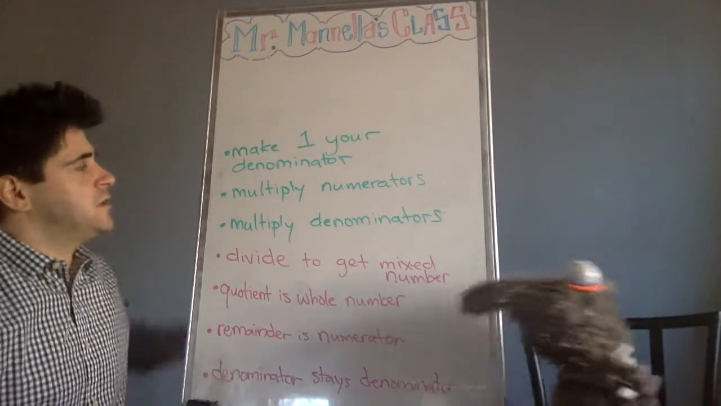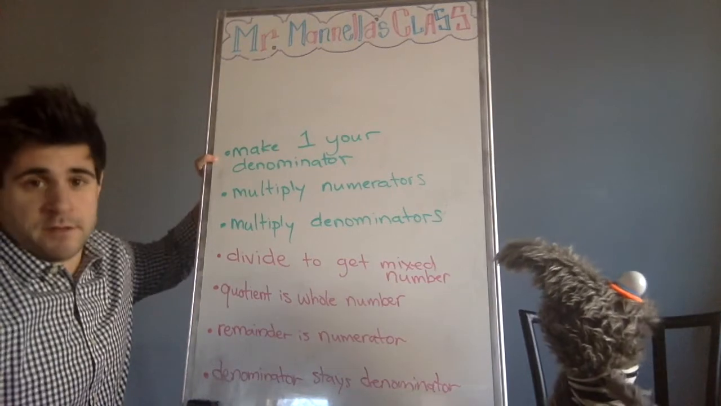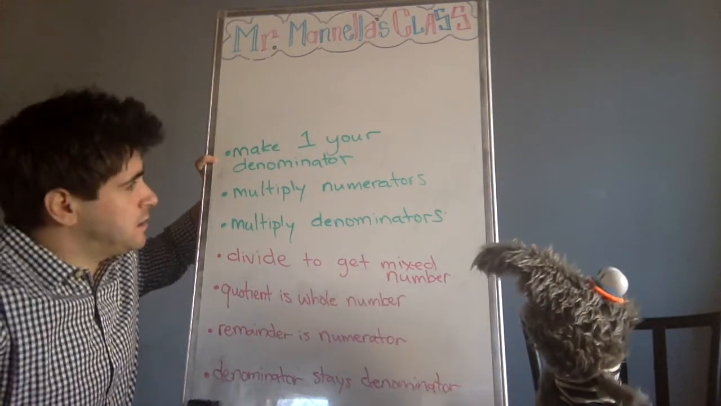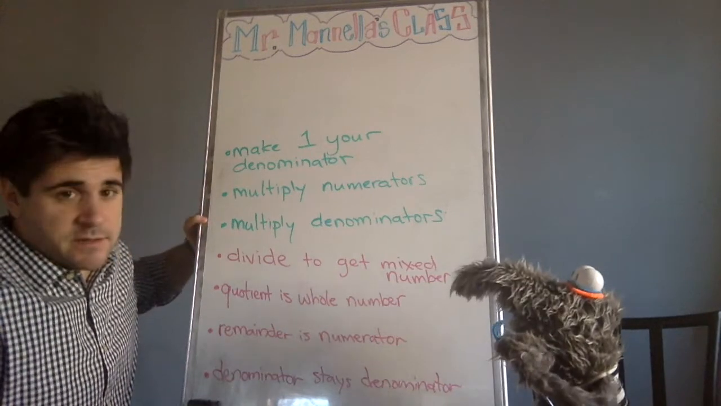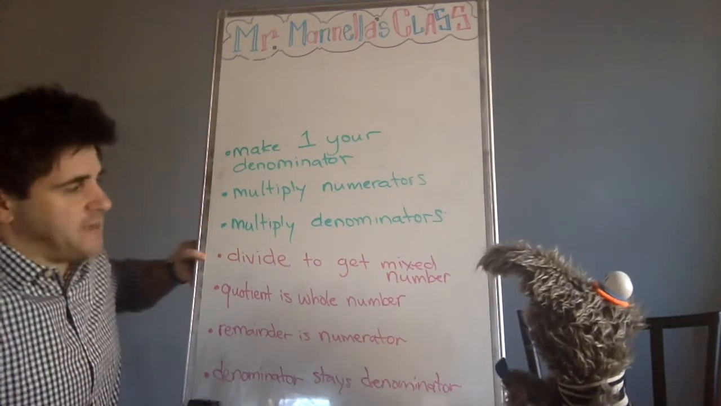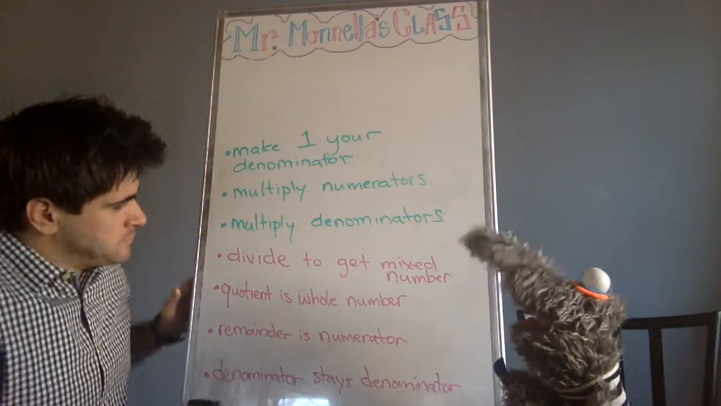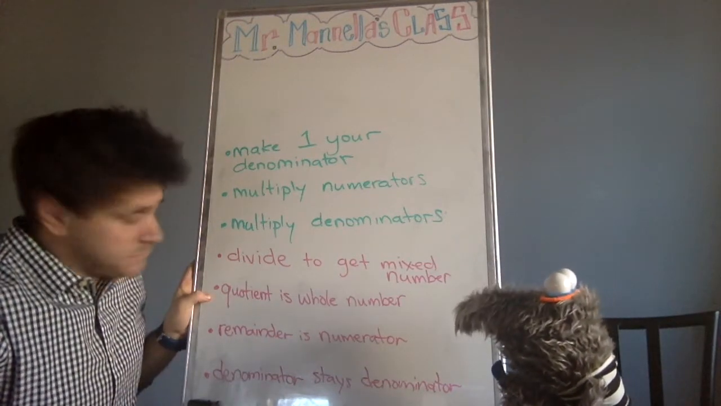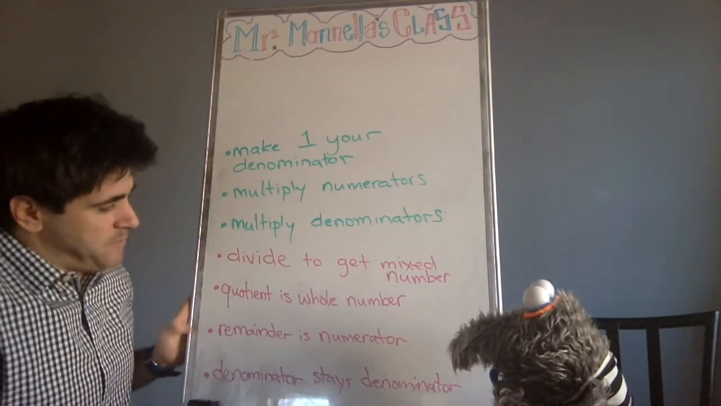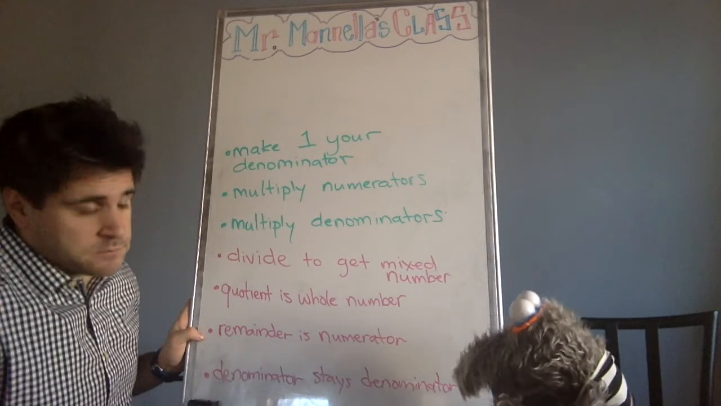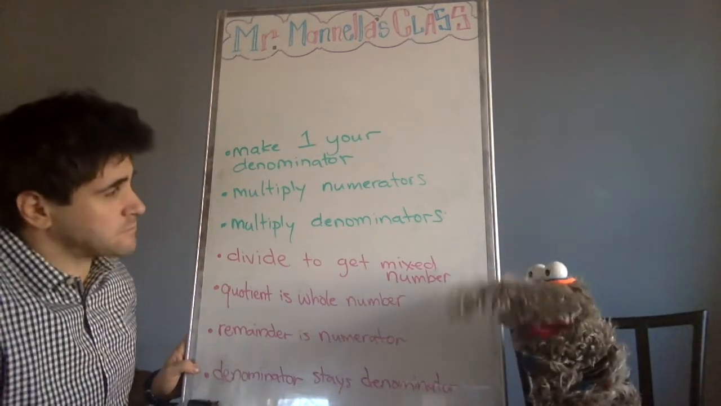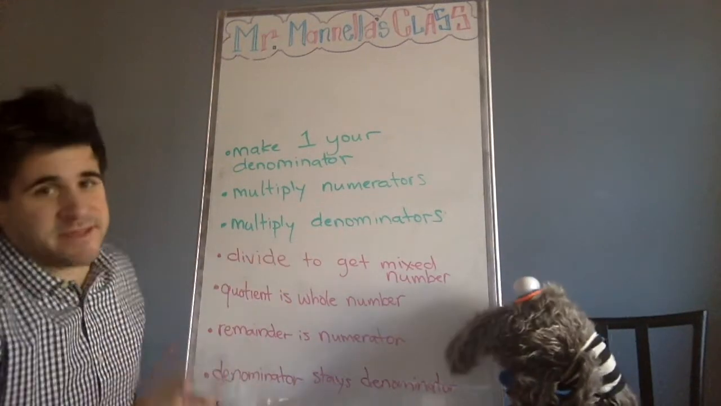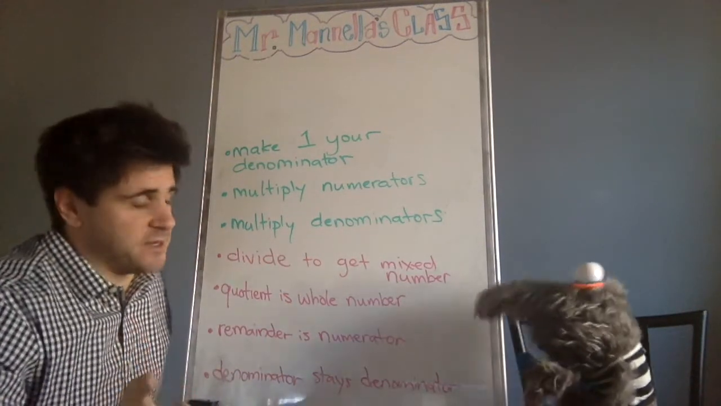Okay, so you take your whole number and you give it 1 as its denominator, all right? Then you multiply your numerators, and you multiply your denominators. Then you divide to get your mixed number, all right? Your quotient is your whole number, okay? The remainder is your numerator, and the denominator stays the same. Whatever denominator you get here stays the denominator in your mixed number. That part doesn't change.